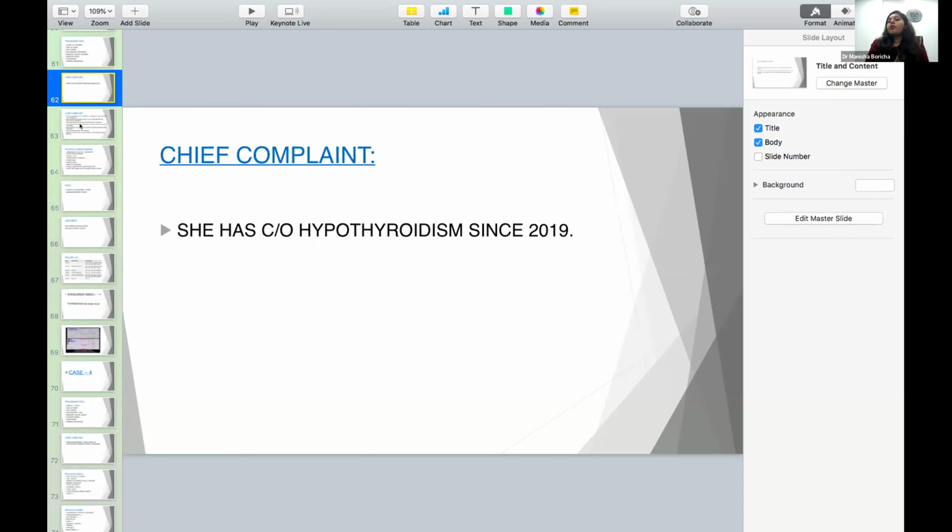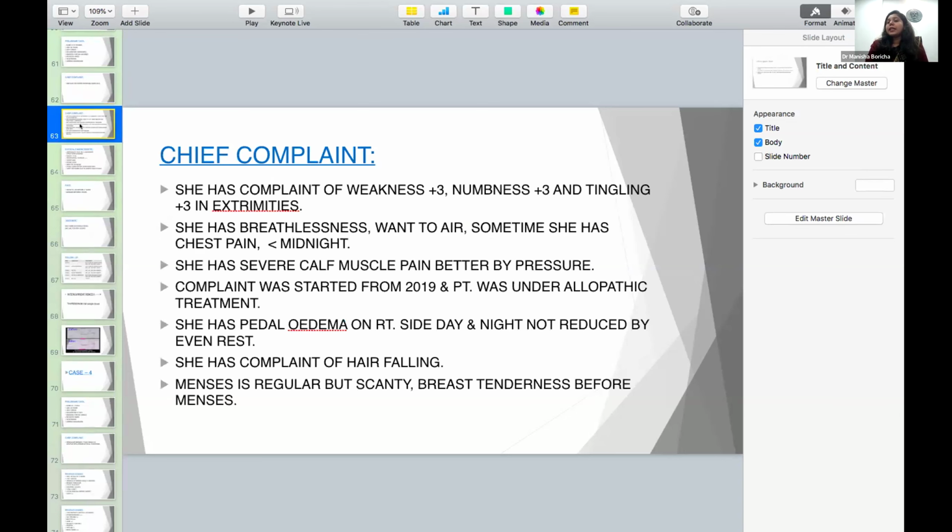She has a complaint of hypothyroidism since 2019. She has weakness +3, numbness +3, tingling +3 in the extremities. She has breathlessness, wants air. She has chest pain, aggravated at midnight. She has severe calf muscle pain, better by pressure.